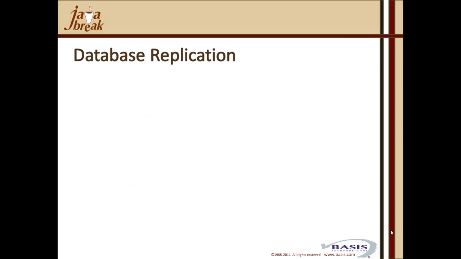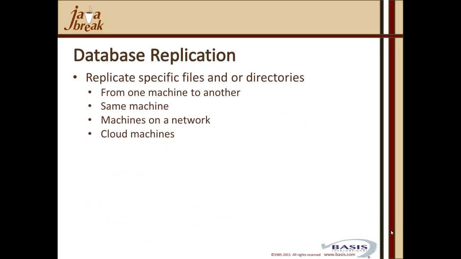So let's look at database replication and look at the components of database replication. You can replicate specific files and or directories from one machine to another. You can do it on the same machine, on machines within a local area network, or machines in a wide area network, perhaps like a machine in the cloud. You can replicate an entire database. So if you have a data dictionary defined in the basis database, you can replicate that whole database across to a separate location.